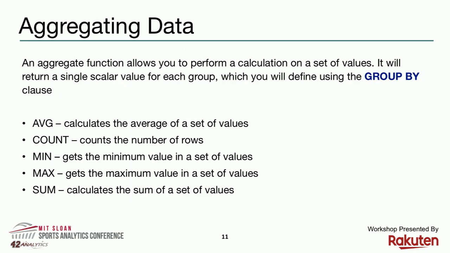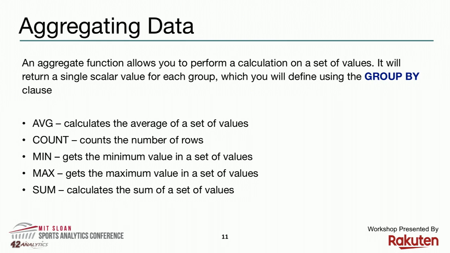And how we're going to do that is through aggregates. Aggregating the data is basically performing a function on a group of that data to calculate over that set of values and come back with one number per group. There's a few different things you can do. You can average things, you can count things, you can look for minimum values, maximum values, and you can sum a set of values.